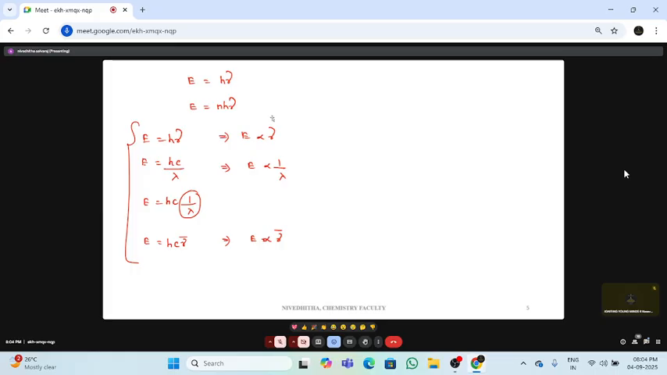See, here's the question. Yellow light emitted from the sodium lamp has a wavelength of 580 nanometer. They're asking us to calculate the frequency and wave number of this yellow light. What is the relationship between wavelength and frequency? Nu is equal to C by lambda. And C is 3 into 10 power 8 meter per second, divided by the wavelength 580.